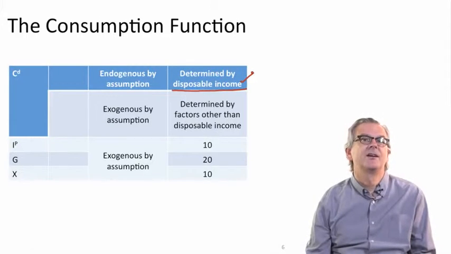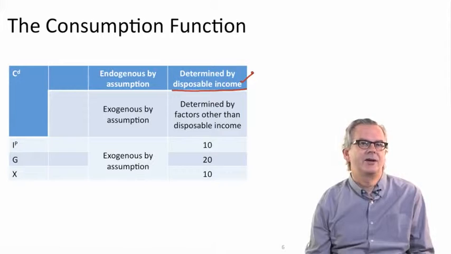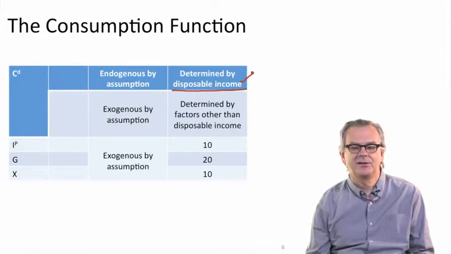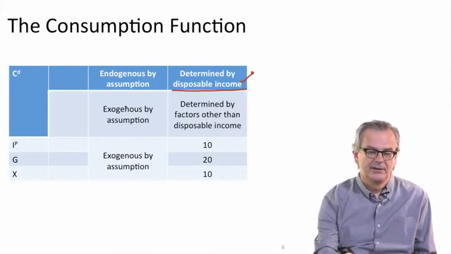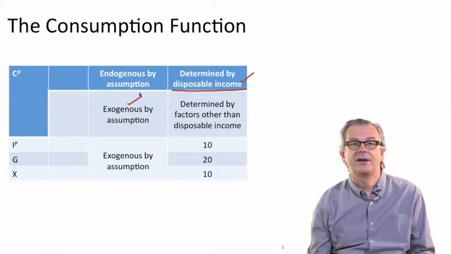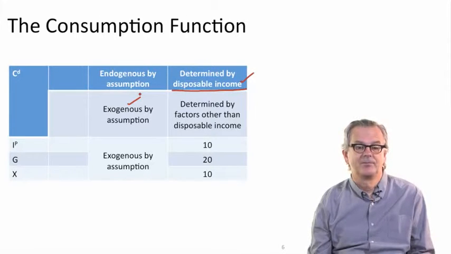But we're also going to recognise that there could be a host of other factors that also influence households' consumption expenditure, factors unrelated to disposable income. We don't know what all of those factors are. They live outside of the model. Therefore, there's going to be a component of household consumption that is exogenous.